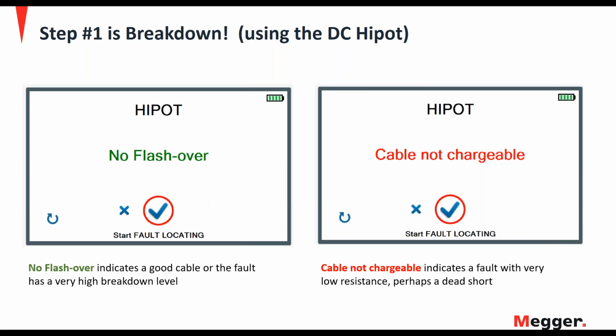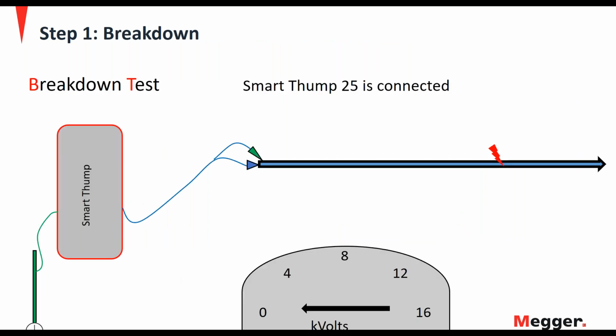So the Smart Thump 25 can give you additional messages. This webinar is just going to go through the basic process of a 1, 2, 3 type sequence. Now, before we move on, let's circle back and look a little closer at the breakdown test itself.